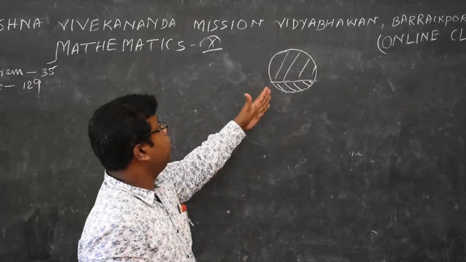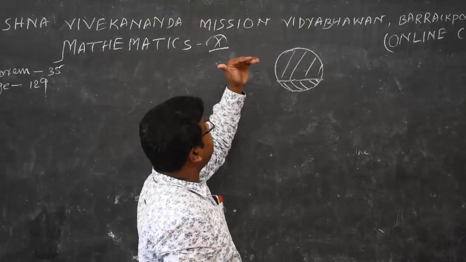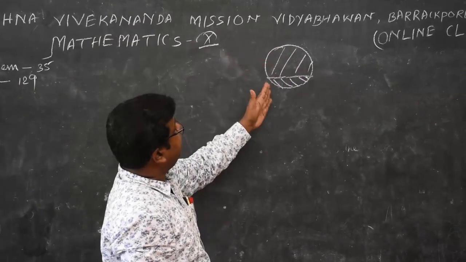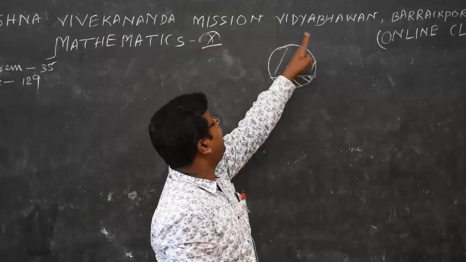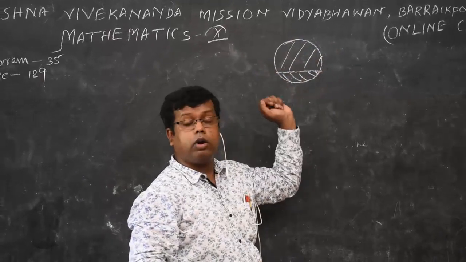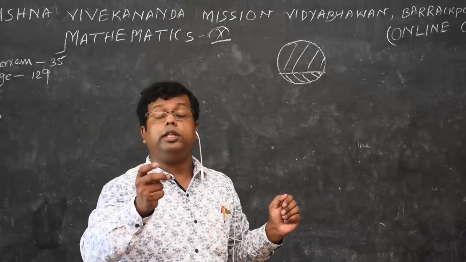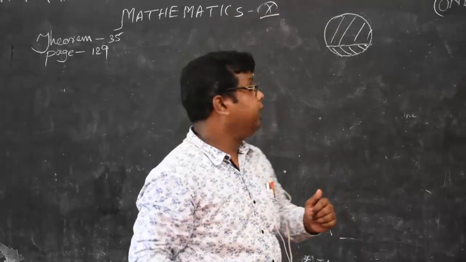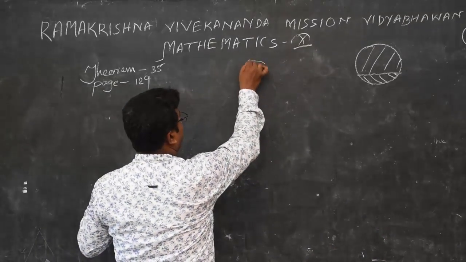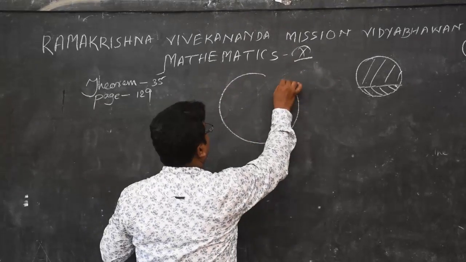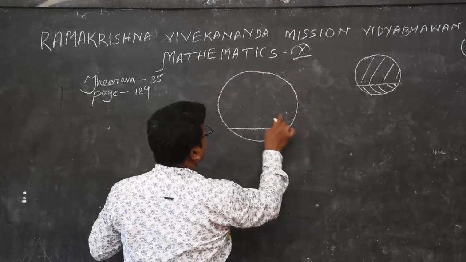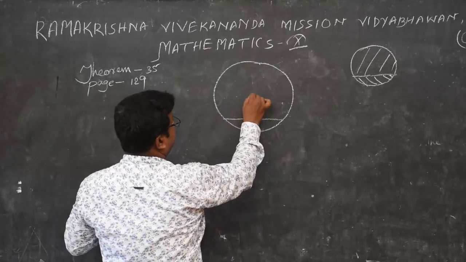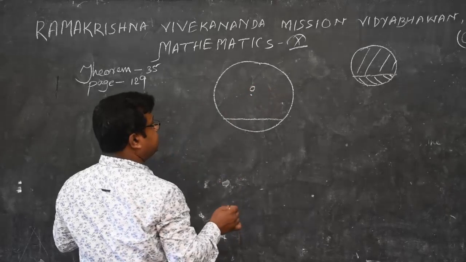So what is the segment? Segment is the part of circle, but that part must be bounded by circumference, I mean arc, and a chord. According to this theorem, you have to prove angles in the same segment are equal. Let's start the theorem. It is a circle and it is a chord, so it is one segment and it is another segment. O is the center of the circle.